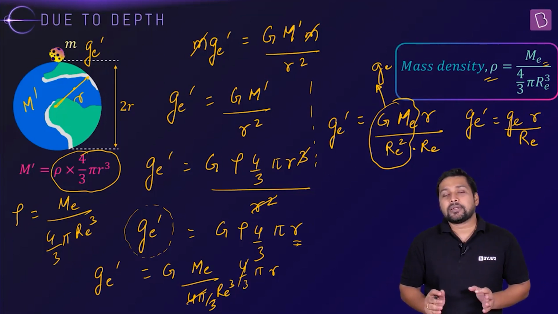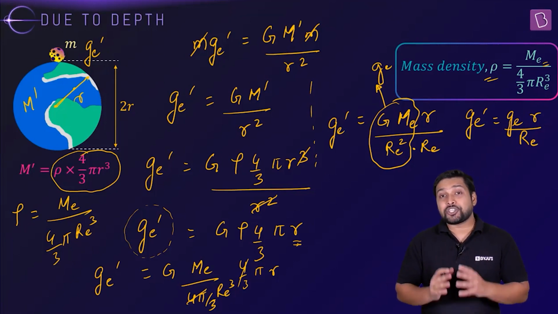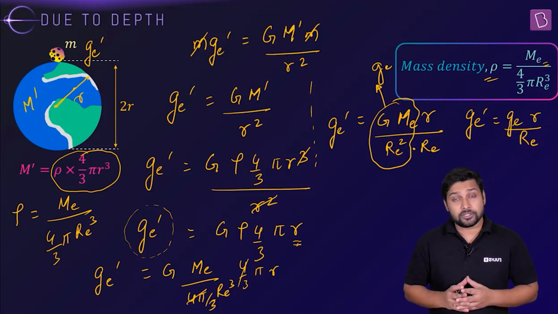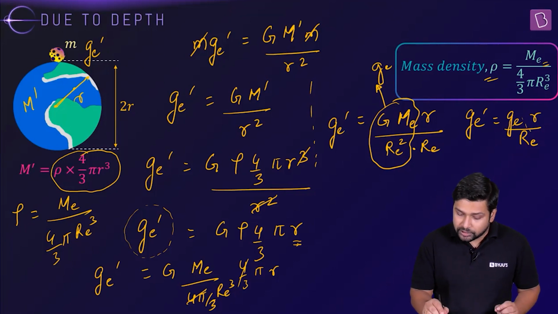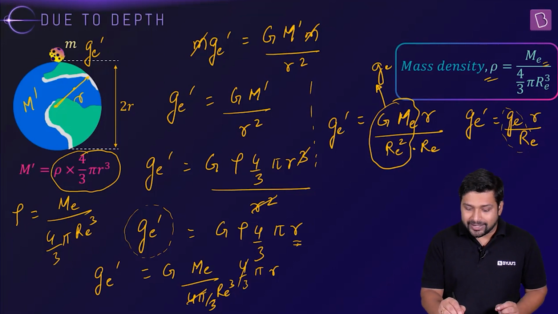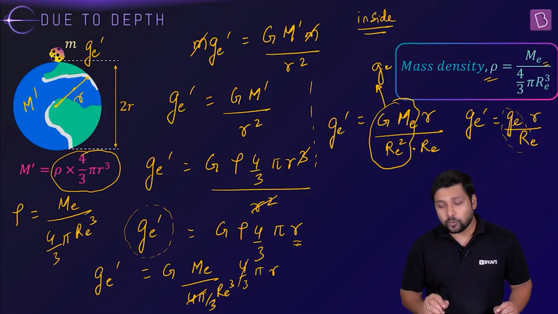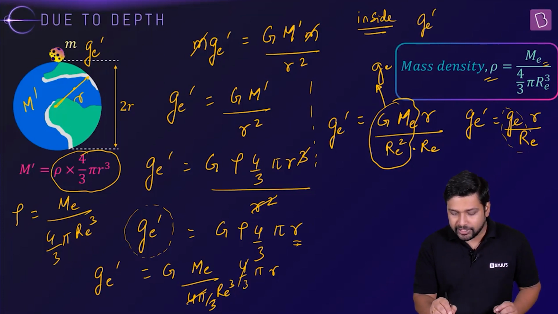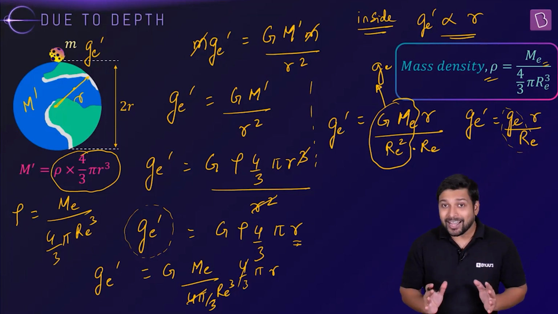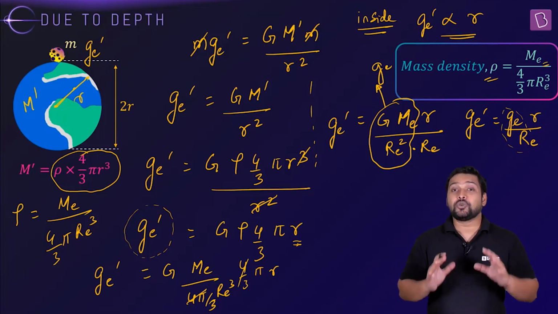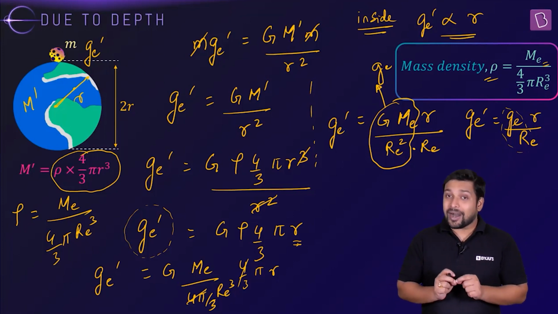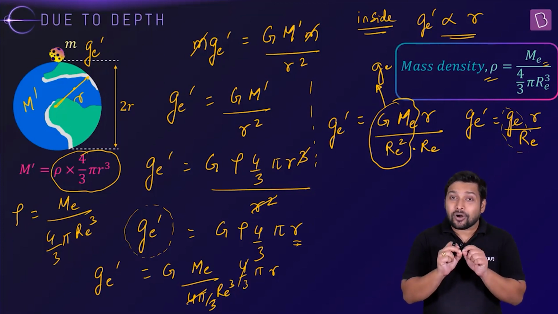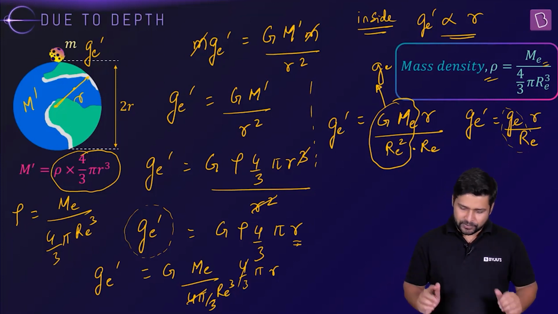Now, the value of acceleration due to gravity on the surface of the earth is constant. The radius of the earth is also constant. So from here, what do we get? Inside the earth, we have a direct proportionality. That is, Ge dash is directly proportional to the value of r, where r we are measuring from the center of the earth. No problem? Okay.